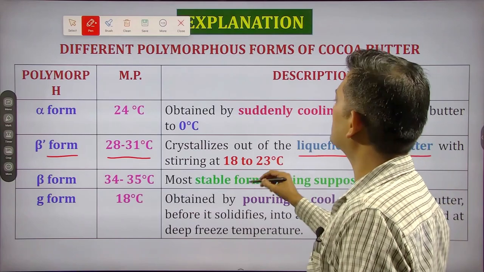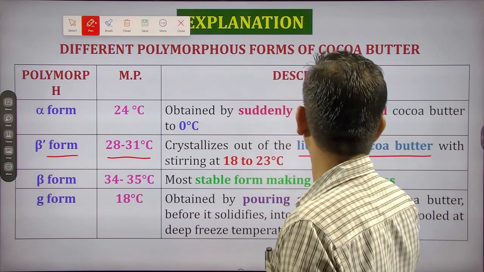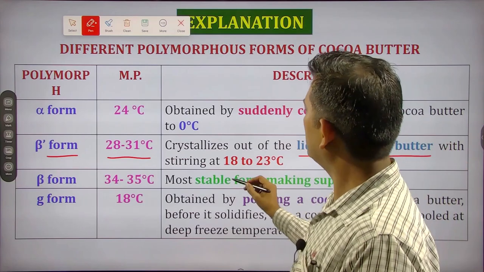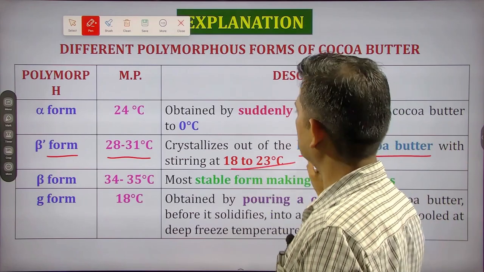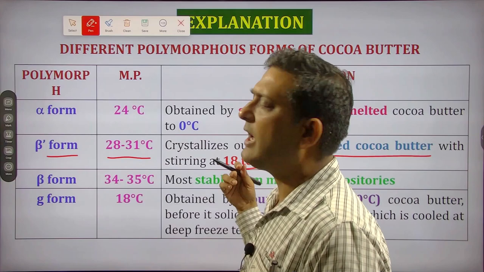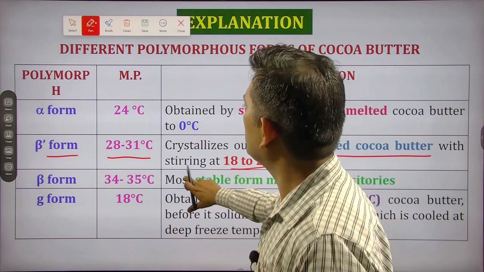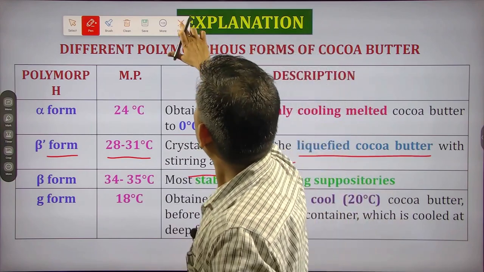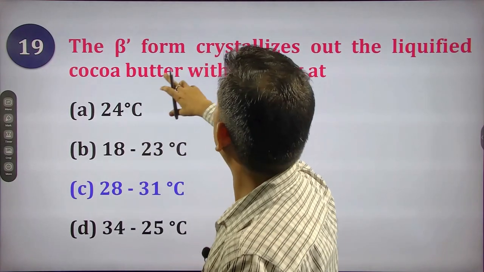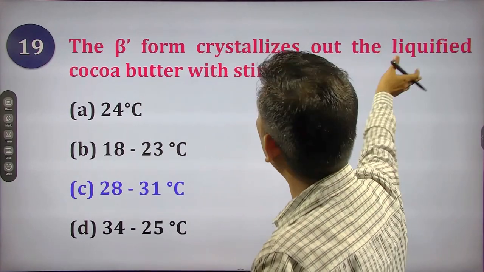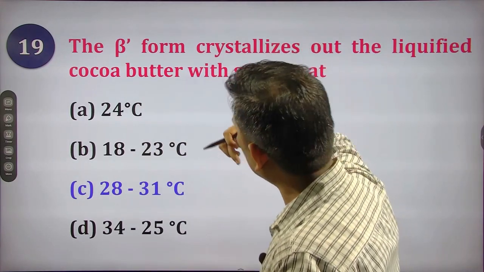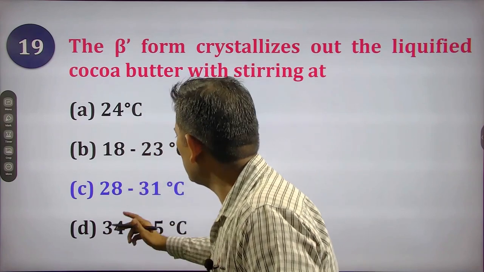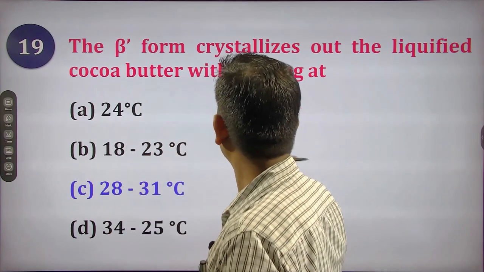What is its role? It crystallizes out of the liquefied cocoa butter with stirring at 18 to 23 degrees Celsius. So we get our answer. What was the previous question we asked? The beta form crystallizes out of the liquefied cocoa butter with stirring at what temperature? That is 28 to 31 degrees Celsius.